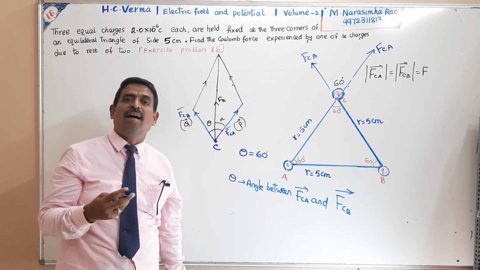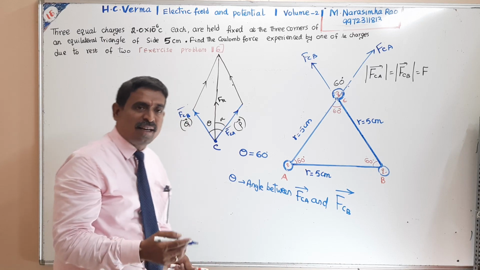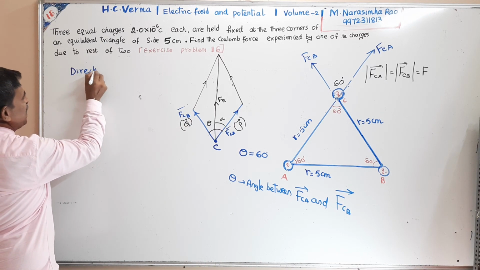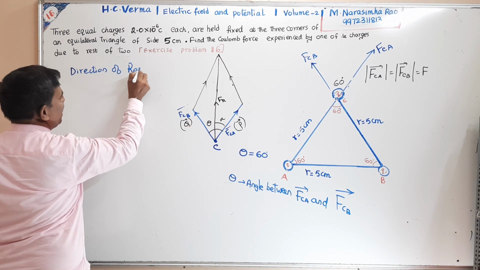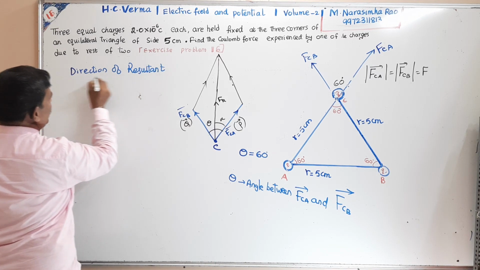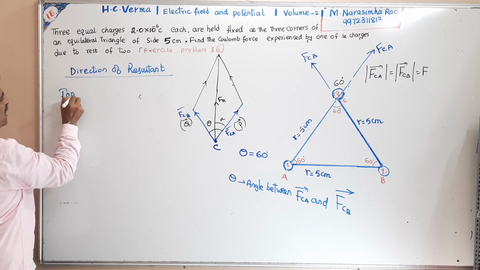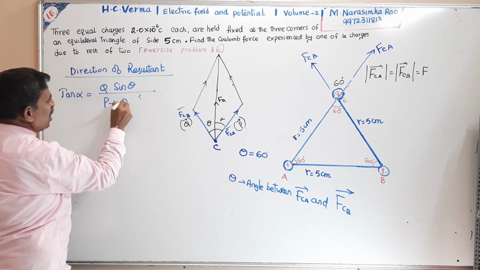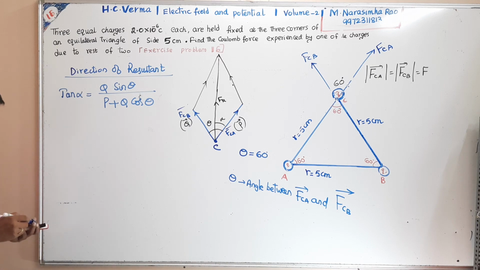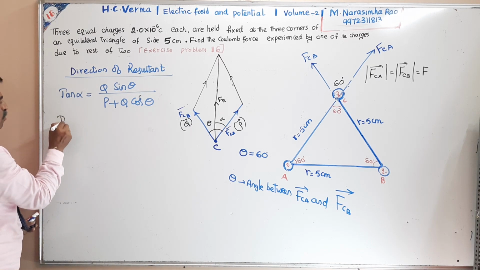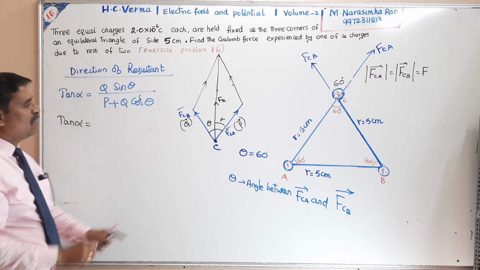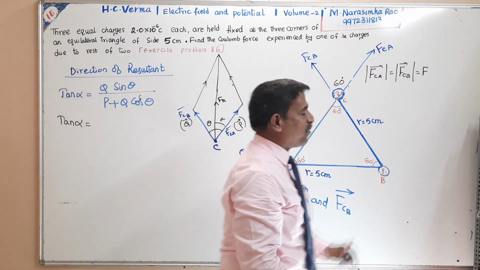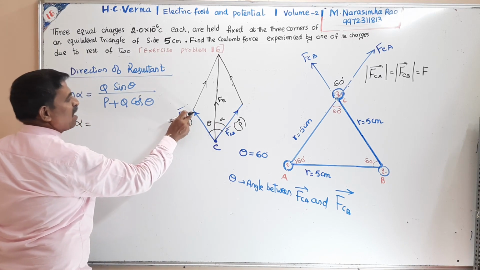I am applying the parallelogram law of vectors to find the direction. The direction of the resultant force: tan alpha is equal to Q sine theta by P plus Q cos theta. This is the formula. Here Q means the second force, FCB, and FCB is equal to F.